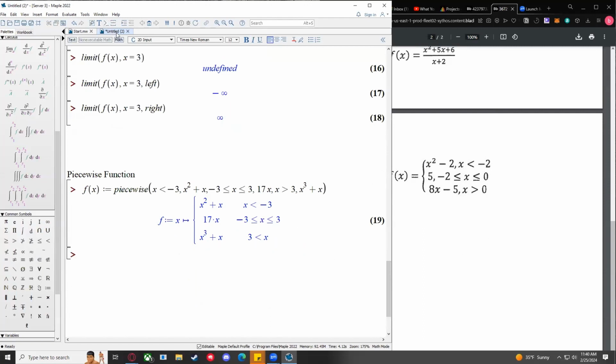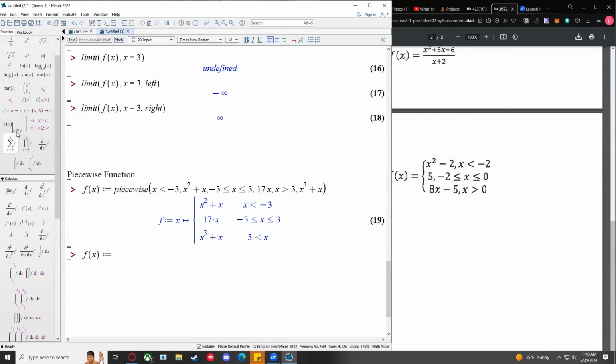Extra note, there is another way of doing piecewise functions. You can write f of x is, and then come up here and click this thing. It'll make this, and you can fill it out. So if I was to do the same problem, I could write x squared plus x here. Change this to x is less than -3. This is 17x. And then this is less than or equal to.